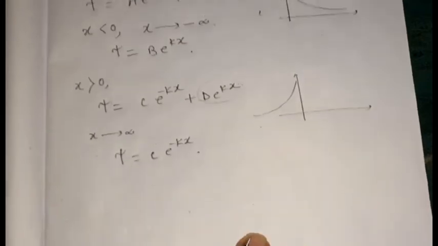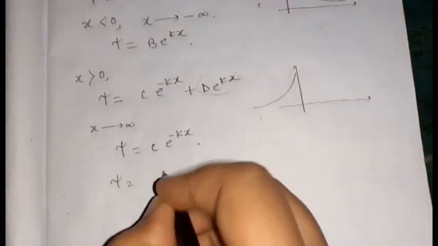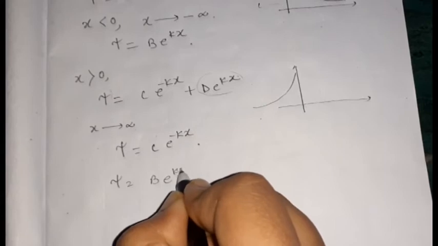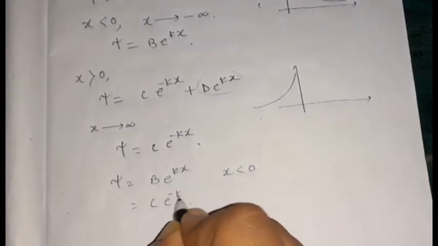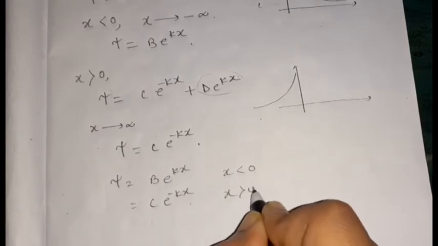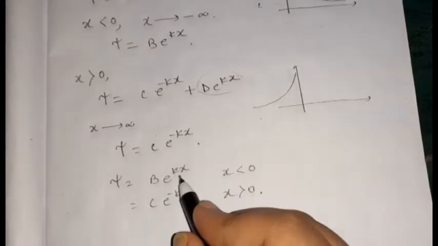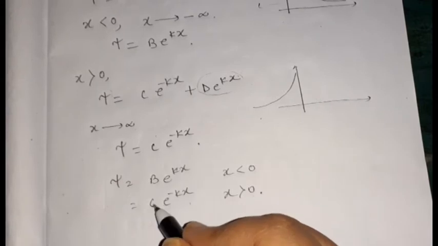So now my solutions are psi equal to b e to the power kx for x lesser than 0, and c e to the power minus kx for x greater than 0. Now we have to find the values of the constants k, c and b.